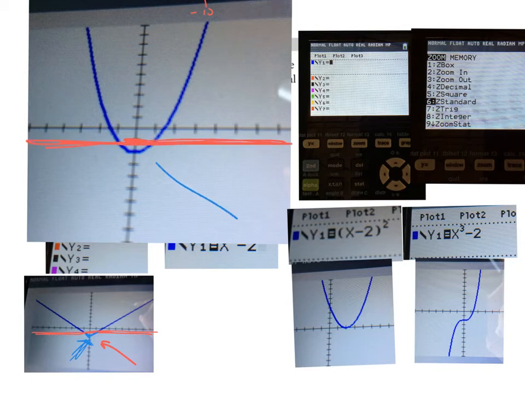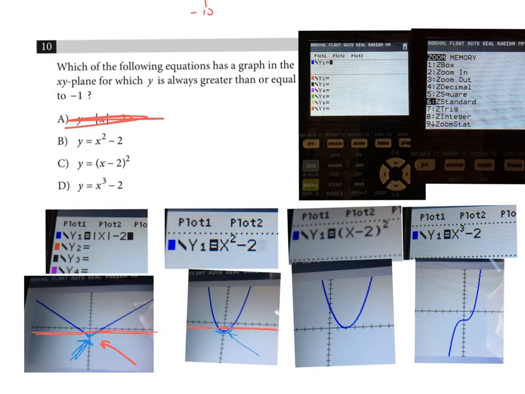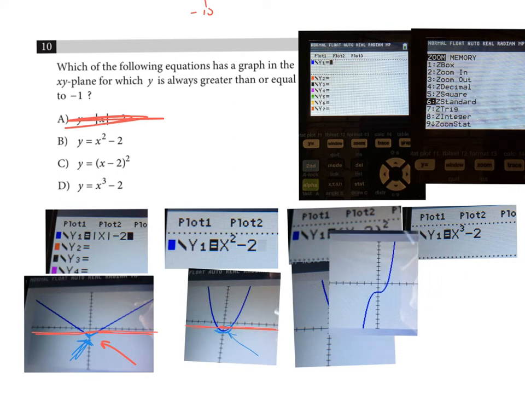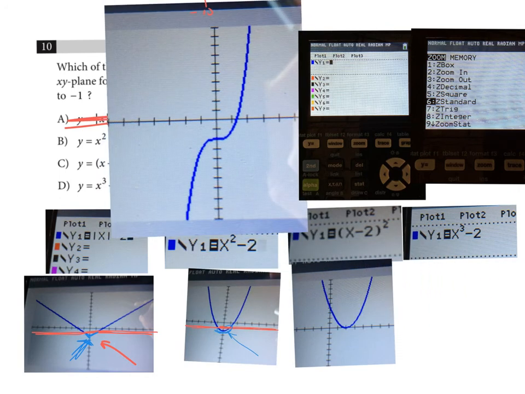And again, notice this graph goes underneath, meaning it's less than negative 1. So letter B is not going to be the answer. Letter D has a whole bunch of sections of the graph. Here's y is equal to negative 1. All of this is underneath, so all of that is less than negative 1.